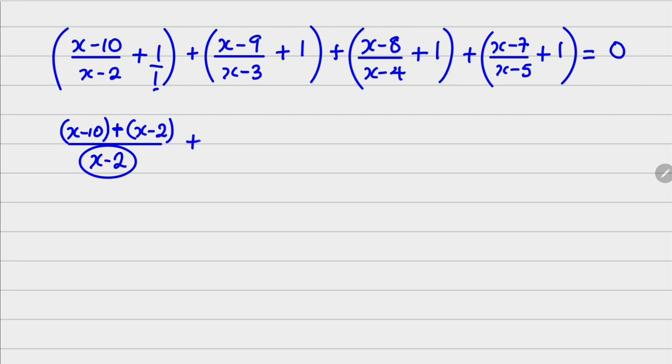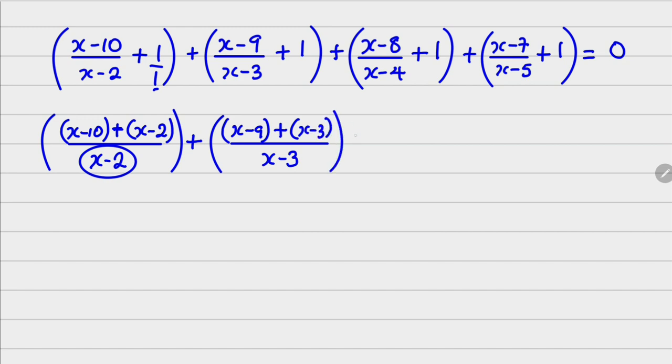So we continue. Plus, I'm going to do the same thing with this, so that I'm going to have an LCM, which is x minus 3. So I'm going to have x minus 9 here. Then, of course, plus we have x minus 3. Cover it like this, and this is what I have. I will continue.